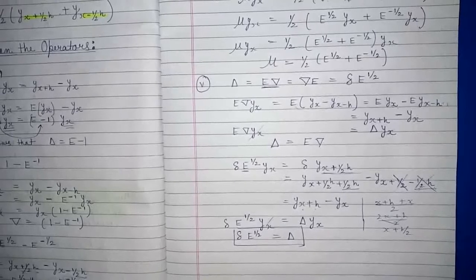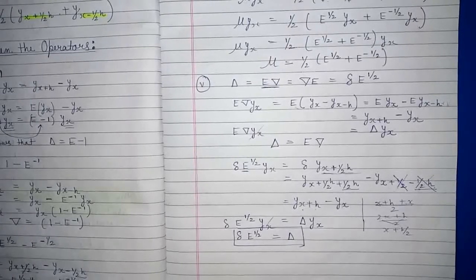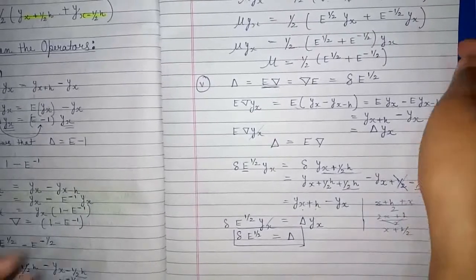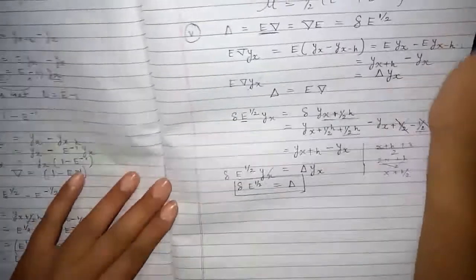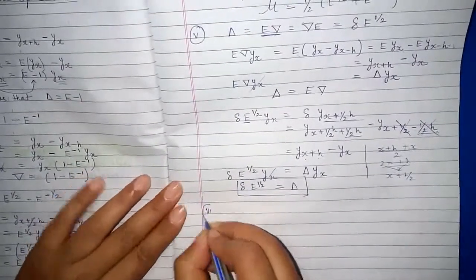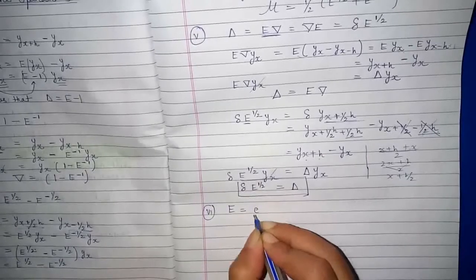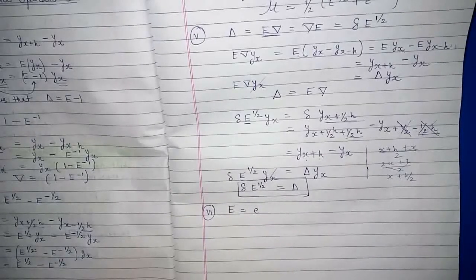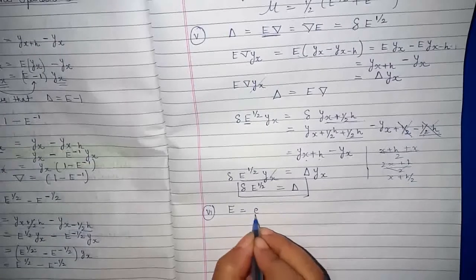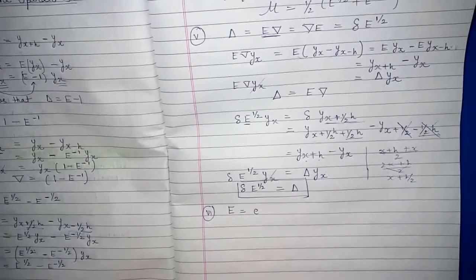One more relation is there. This is the last one. But in this relation you need an idea about a Taylor's series. Okay, so I am explaining it. Sixth one. E is equal to e to the power. This e is exponential one e. It's not any kind of operator. Don't think that shift operator is only can be expressed as small e also. No, it's the exponential one e.